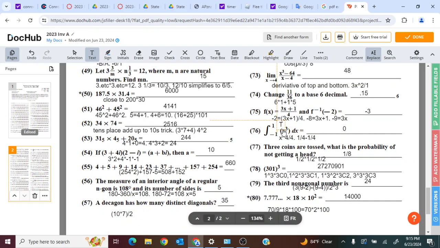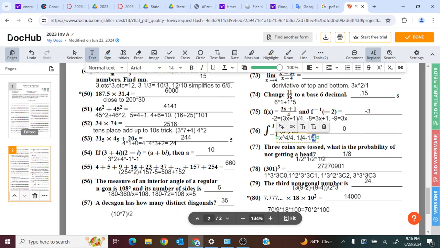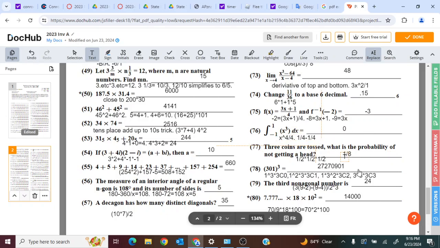This, take the integral, you get x to the power of 4 over 4. And then you simply plug in your values. You know what, if you're getting here, you should know how to do an integral. So yeah, 1 over 4 minus 1 over 4 is 0.